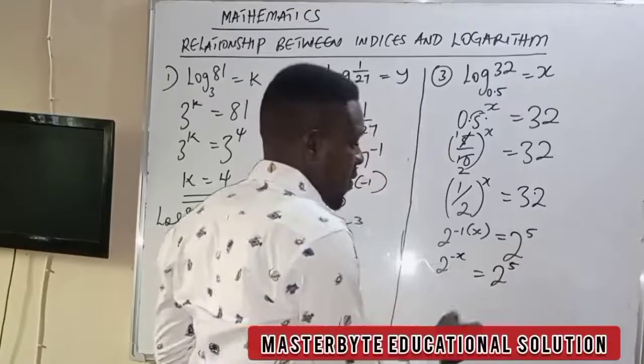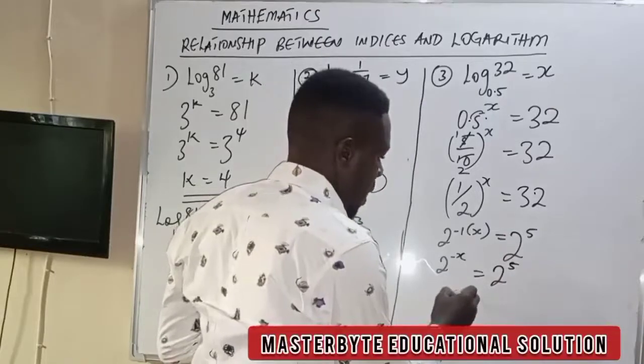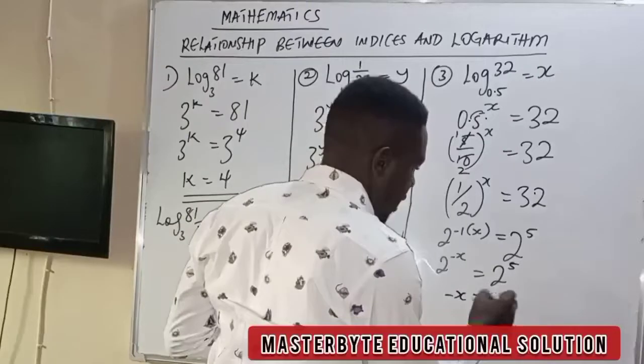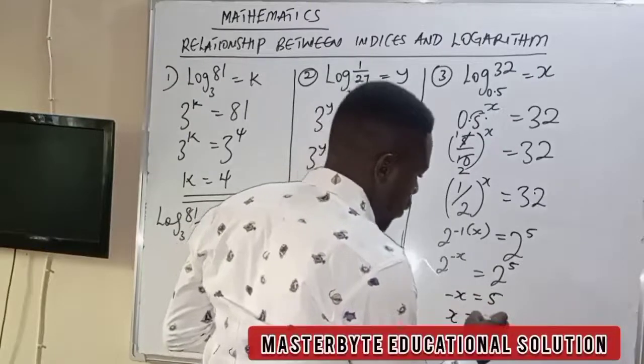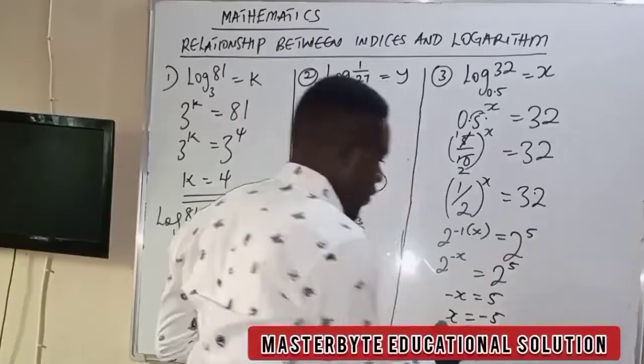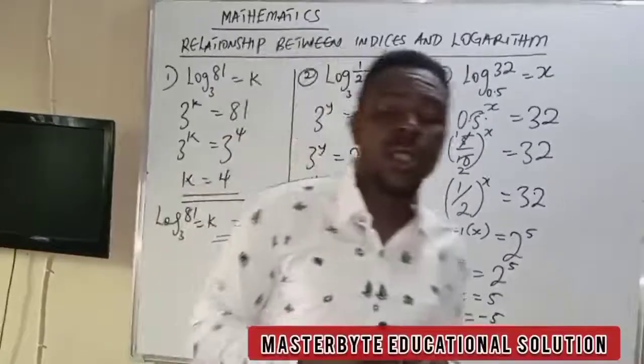Now since the base is the same, we'll pick the power, which is minus x is the same thing as 5. Meaning that our x is equal to minus 5 as our answer.